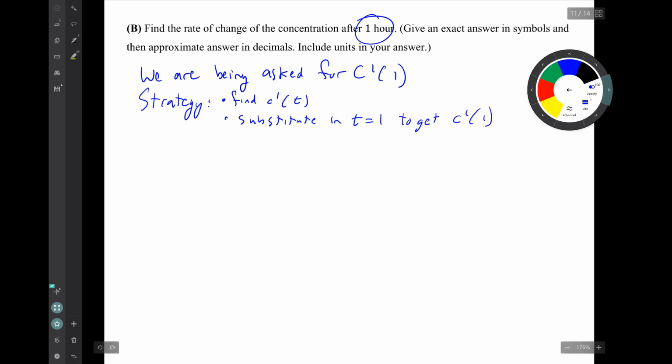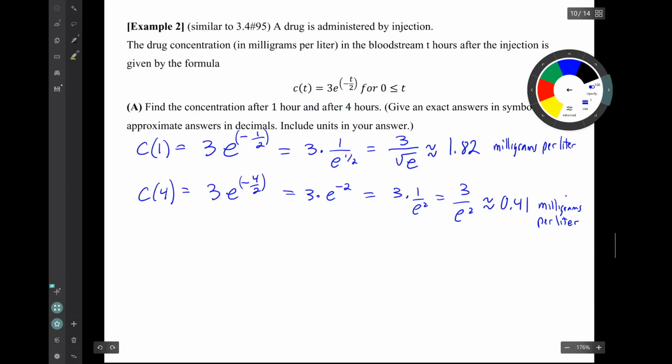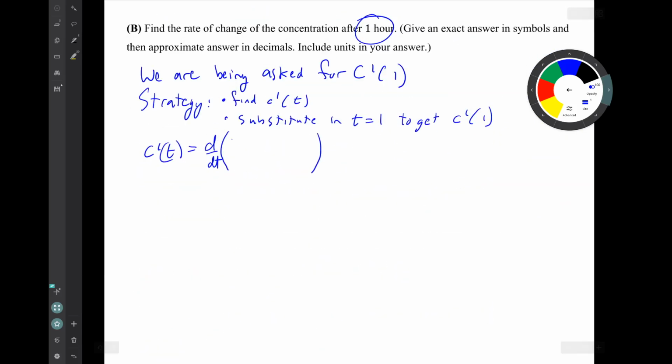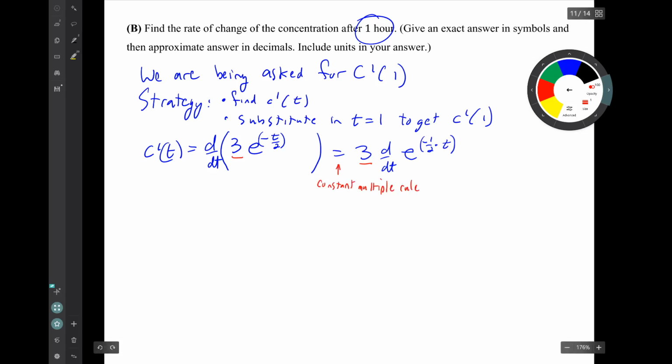Okay, so we have to get C prime parentheses t. So we have to take the derivative of our concentration function. That function is here. 3 times e to the minus t over 2. Okay, so in this step I've used the constant multiple rule. And also I've used this little trick. Instead of writing minus t over 2, I wrote minus 1/2 times t.